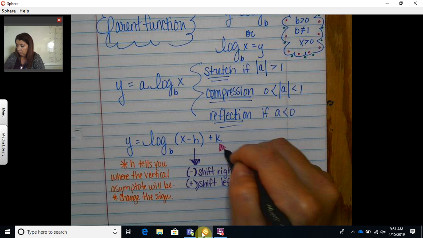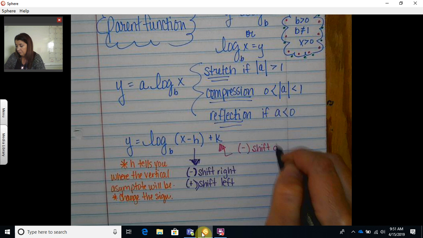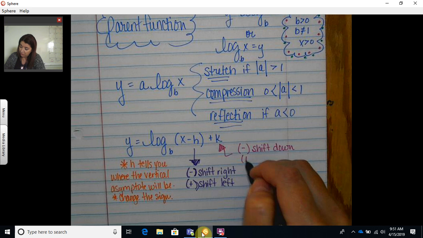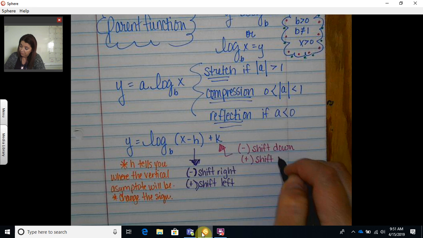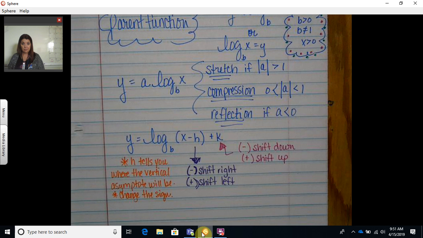And then K tells you whether you shift up or down. If K is negative, you shift down. And if K is positive, you shift up. Coolio? All right, so we're just going to do a quick graph.